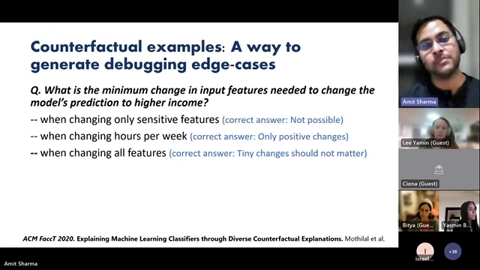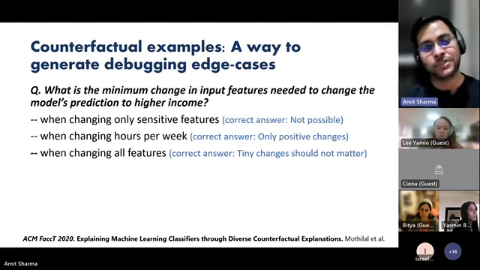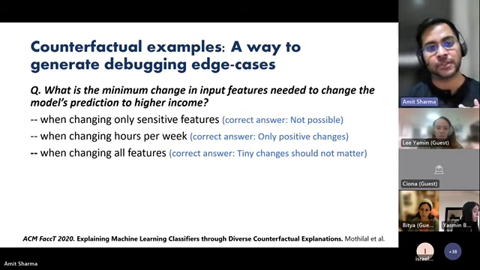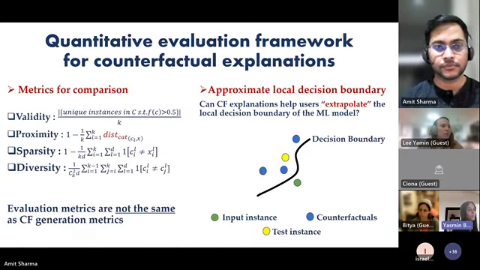But it does assume that as a human debugger, you do know what the right trend is, right? Because all these explanations will give you is some trend. And then you have to reason whether that trend makes sense or not. Thank you. If there is a follow-up question, right?